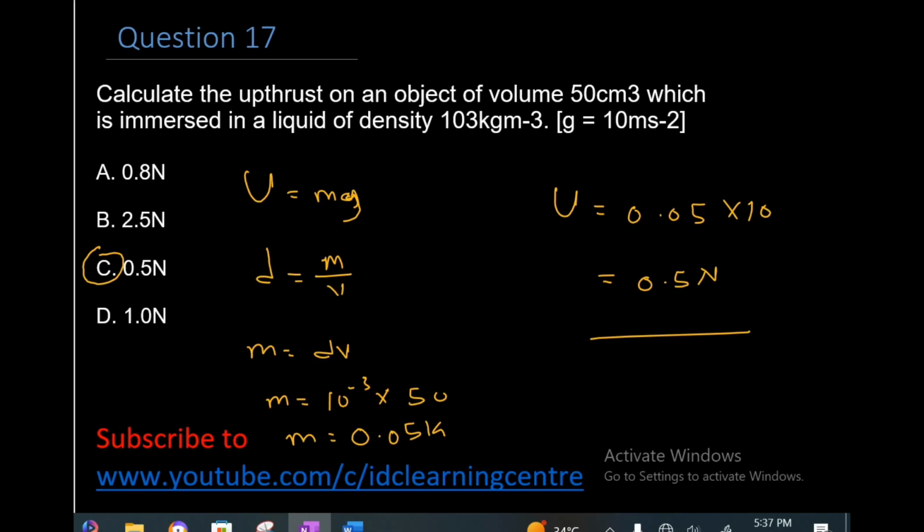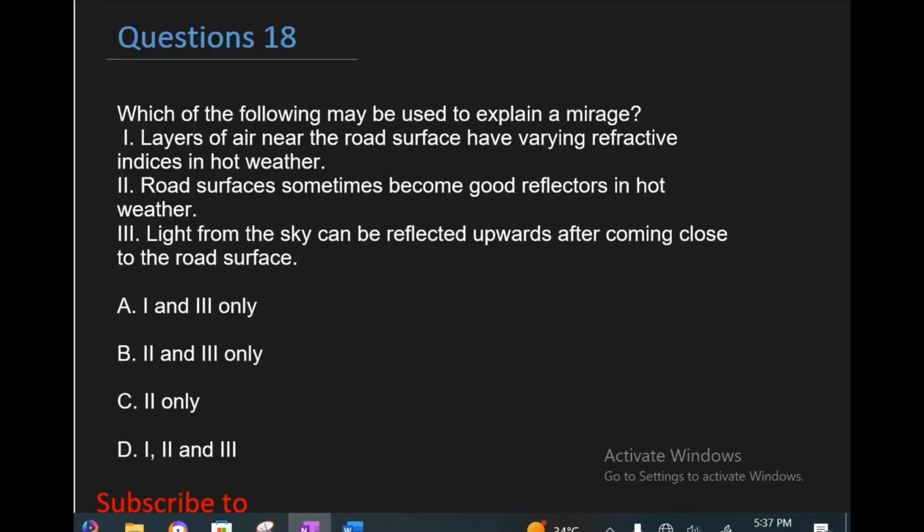The next question. Which of the following may be used to explain a mirage? 1. Layers of air near the road surface have varying refractive indices in hot weather. 2. Road surfaces sometimes become good reflectors in hot weather. 3. Light from the sky can be reflected upwards after coming close to the road surface. Okay, so which of these explain a mirage?